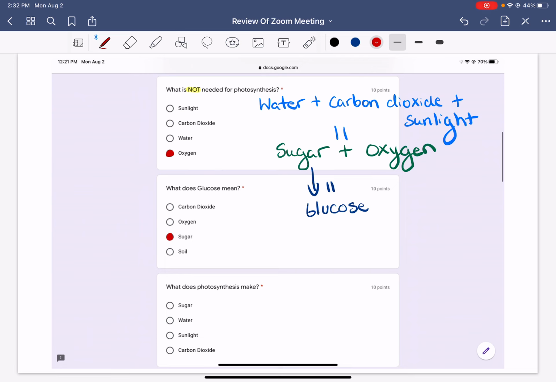Next, what does photosynthesis make? We have sugar, water, sunlight, and carbon dioxide. What does it make? It makes sugar and oxygen. So it does not make water, does not make sunlight, does not make carbon dioxide. Sugar is the only thing it makes. That's the only correct answer we can choose from. Okay, so that was quite easy.